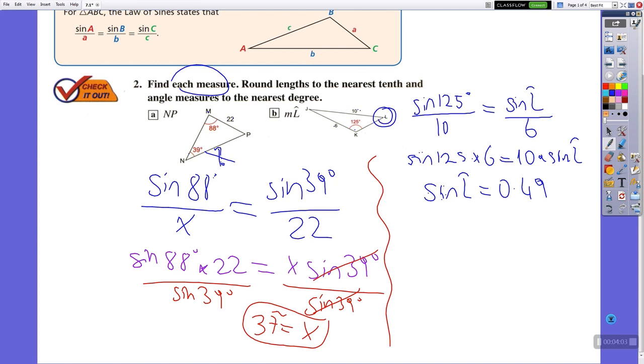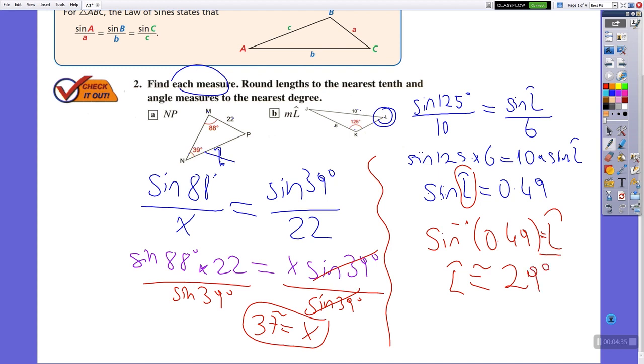You need angle L alone, but L is not alone, it's written with sine. So you need to isolate L by taking the inverse. So by using inverse sine of 0.49 will give you angle L. So use your calculator. You just insert this into your calculator. So angle L will be approximately 29 degrees. So that's it.